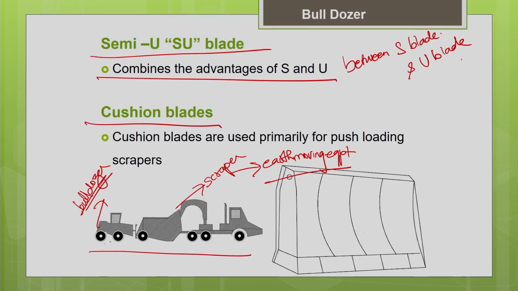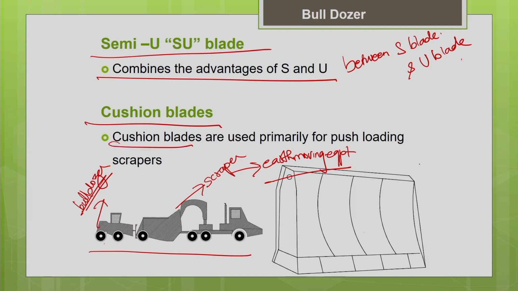During the loading operation, I have to supplement the power of the scraper with the help of a pusher. This pusher is nothing but your bulldozer. The bulldozer will supplement the loading power of the scraper, thereby enhancing the productivity of your scraper. Only during the loading operation do I need the help of the bulldozer. For those bulldozers, I am not going to use a blade for earth moving operation. I need a blade just for pushing the machines. That blade is called the cushion blade, C blade.